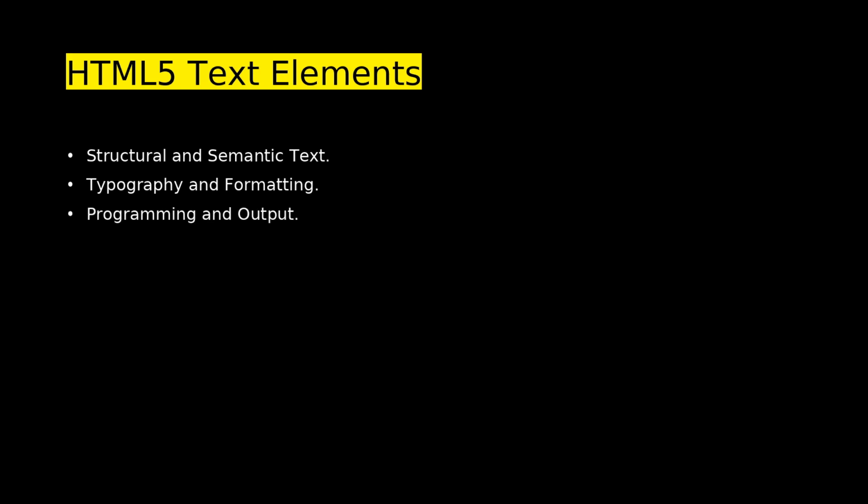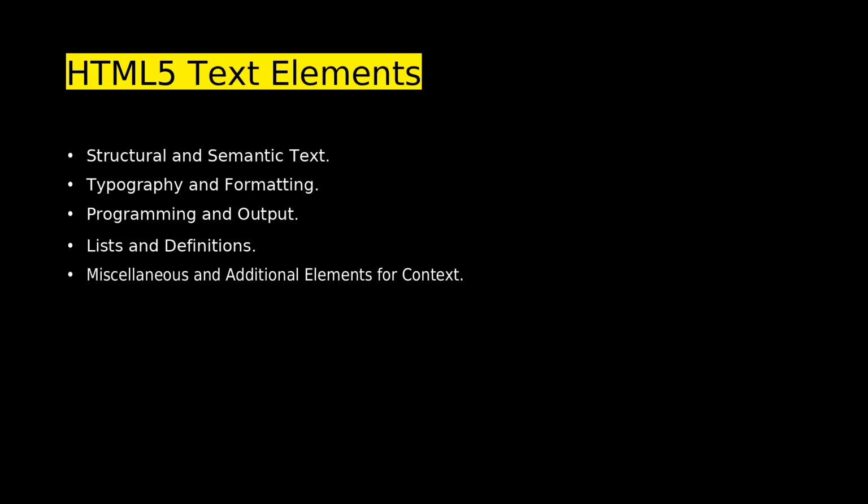We'll categorize these elements into several key areas: structural and semantic text, elements that define the meaning and organization of text; typography and formatting, elements that control the visual presentation of text; programming and output, elements that handle code snippets and output display; lists and definitions, elements used to create lists and define terms; miscellaneous and additional elements for context, additional elements that provide extra context or formatting.